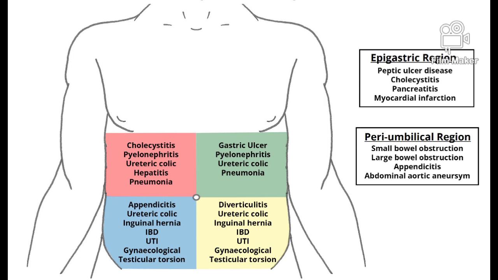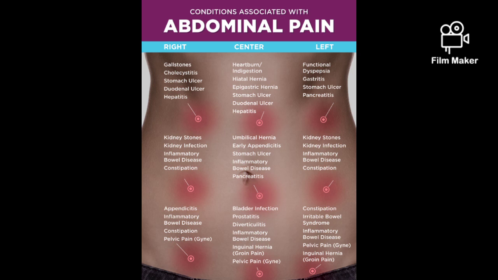Recommended imaging studies based on location of the abdominal pain. If the location of the pain is in the right upper quadrant, imaging should be ultrasonography. Left upper quadrant, CT. Right lower quadrant, CT with IV contrast media. Left lower quadrant, CT with oral and IV contrast media. Suprapubic, ultrasonography.